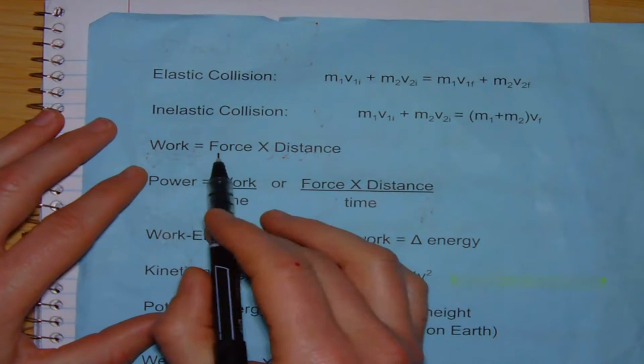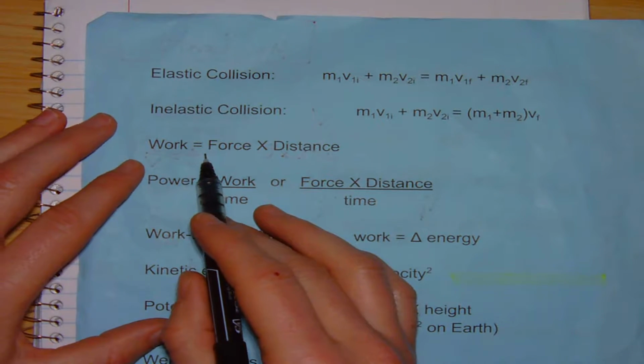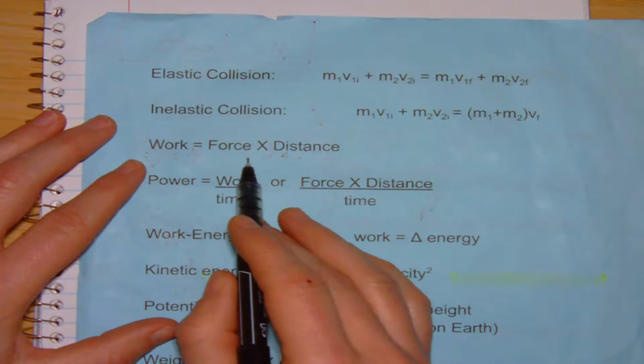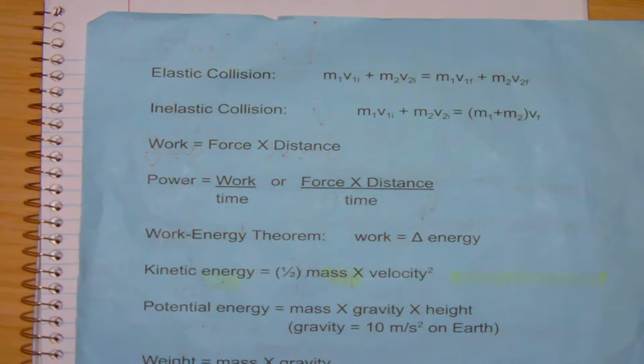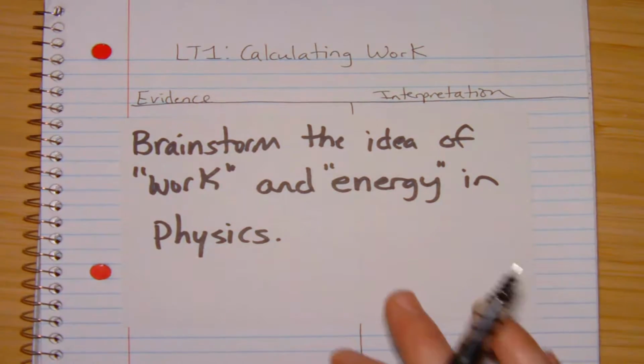The formula that you'll be focused on is on the back of your formula sheet, where work is equal to force multiplied by distance, so that's just for reference for later on.